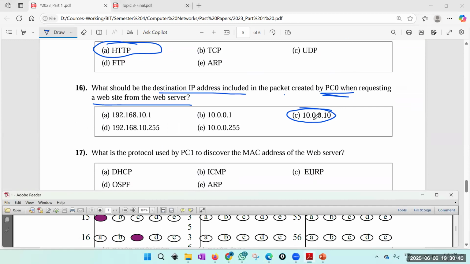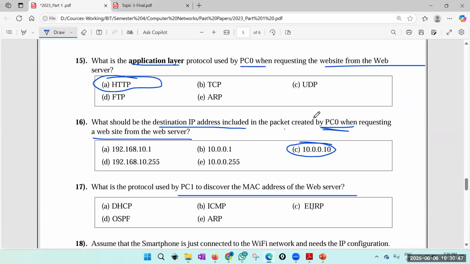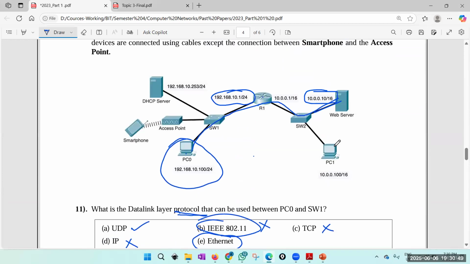Yes, C. 17. What is the protocol used by PC1 to discover the MAC address of the web server? If you are interested in a MAC address, it must be on your side, right? Because PC1 is not interested in the MAC address of a web server in a different network. MAC address is used only within your network. That is fine, because PC1 is connected to the same switch as the web server. So which protocol?